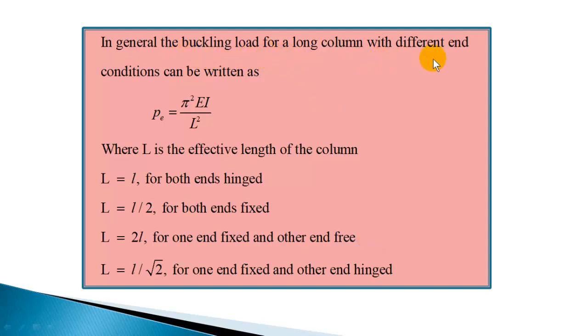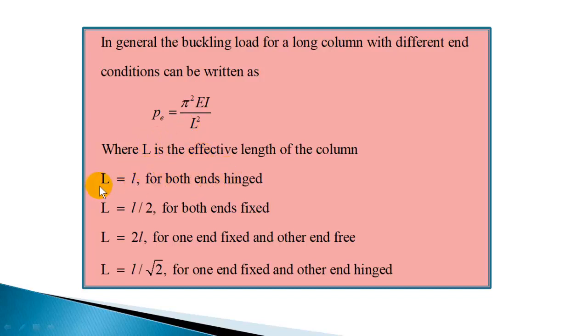In general, the buckling load for a long column with different end conditions can be written as P is equal to pi square EI by L square, where L is the effective length of the column. So you can write it in this standard form as pi square EI by L square. The crippling load or buckling load for a long column is pi square EI by L square, where L is the effective length of the column. It is capital L I used. L is the effective length of the column, and this L can be substituted based on the end condition.